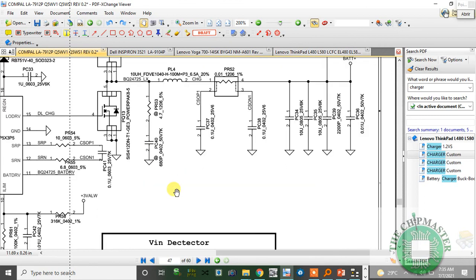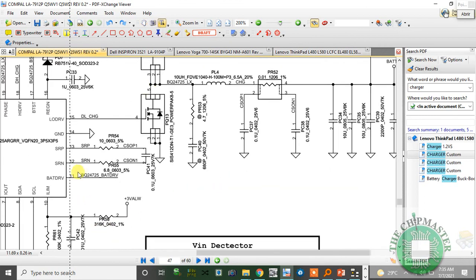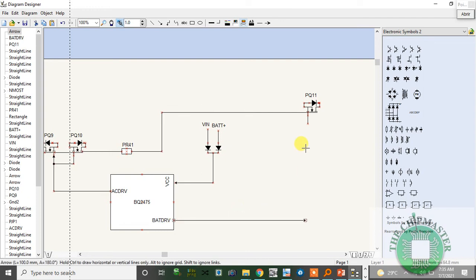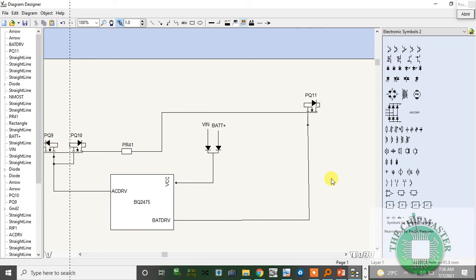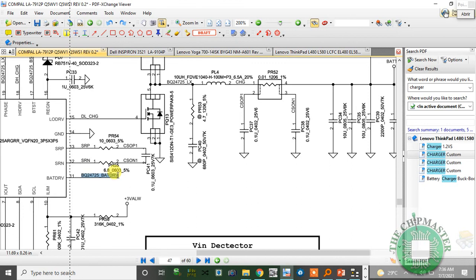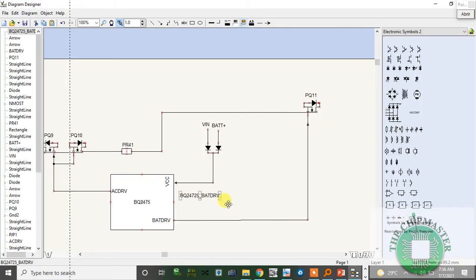And it is controlled by our charging IC. Good. So as you can see, it's connected to the gate of the battery isolation MOSFET to control the switching, right? And this signal, as I said before, is called BQ24 drive. Okay, very good.